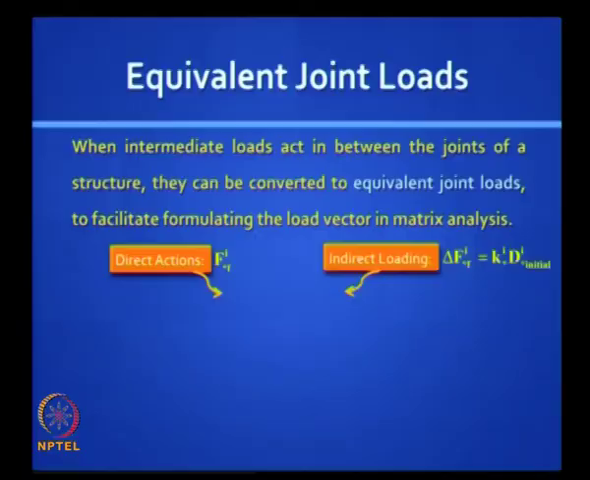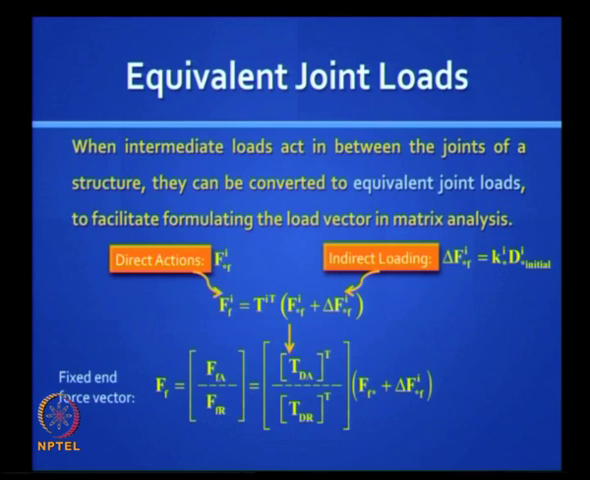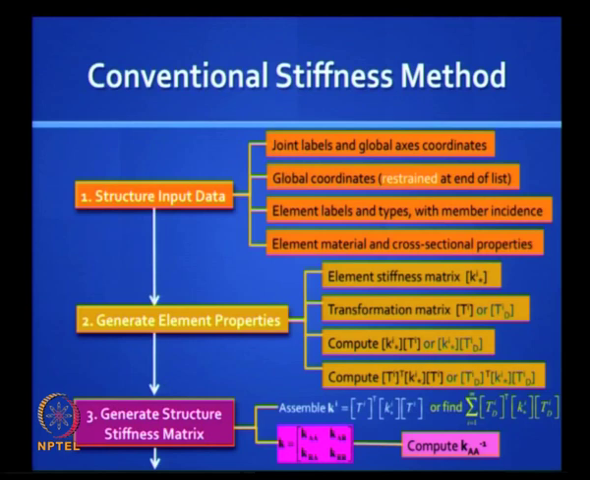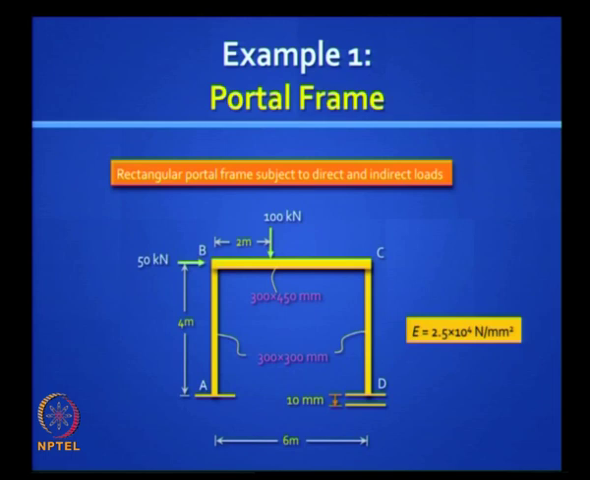Okay, so you have to follow the same procedure. You have to find the fixed end force vectors. You have to include any additional fixed end force vectors that you get from initial displacements. You have to do this transformation to slot your fixed end forces along the global coordinates, and you have to work out the equivalent joint load vector. Procedure is same, the map is same, the territory is familiar. We will do two problems.